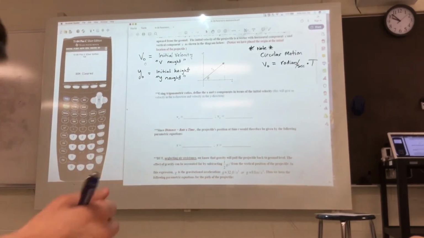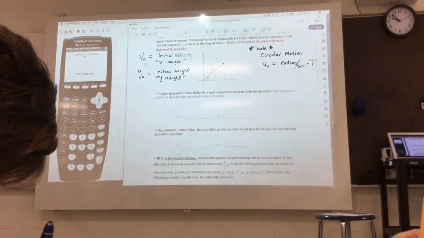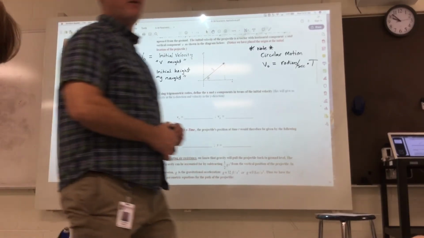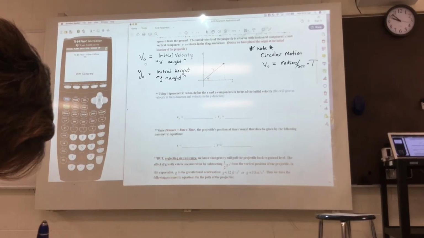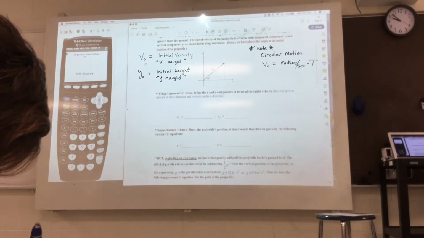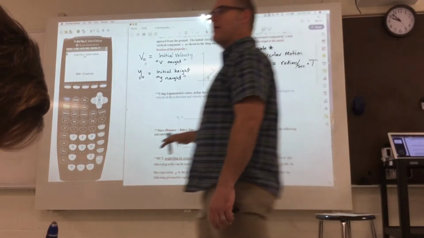You'll need this on worksheet 64A. There's a Ferris wheel problem. That's just circular motion. They give you however many revolutions per minute. You have to turn that into radians per second and then stick a T on the end of it, and that's V naught. That's the only difference. Then you use the equations. Okay? It's just a subtle tweak.